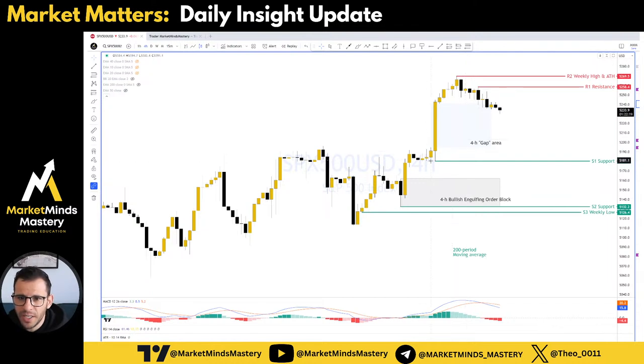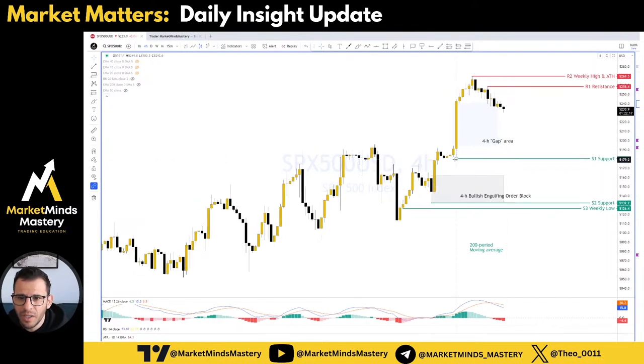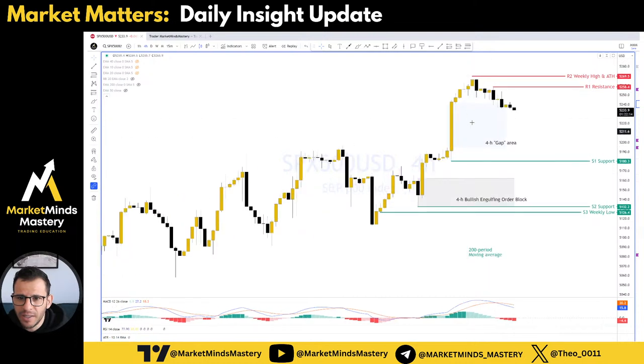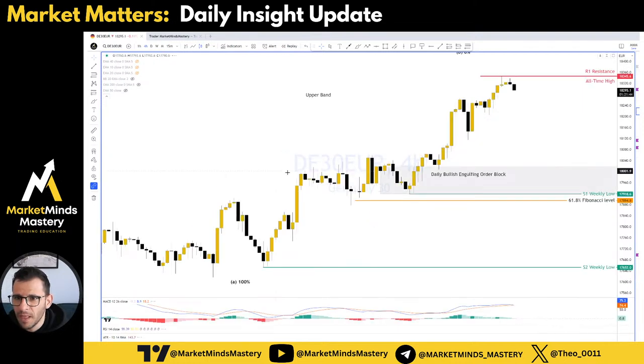S&P 500, price made a higher high. There is an unmitigated recent bullish engulfing order block here, and maybe the price will decline to fill up some of these areas. To the long side, I will be looking to find some opportunities around the previous swing high, because if this uptrend is about to continue, then this will be the area of focus.